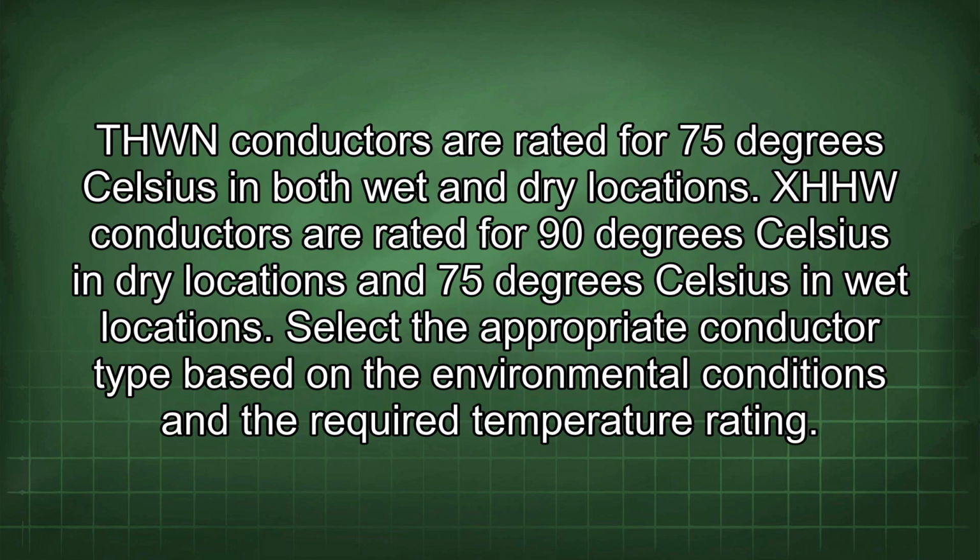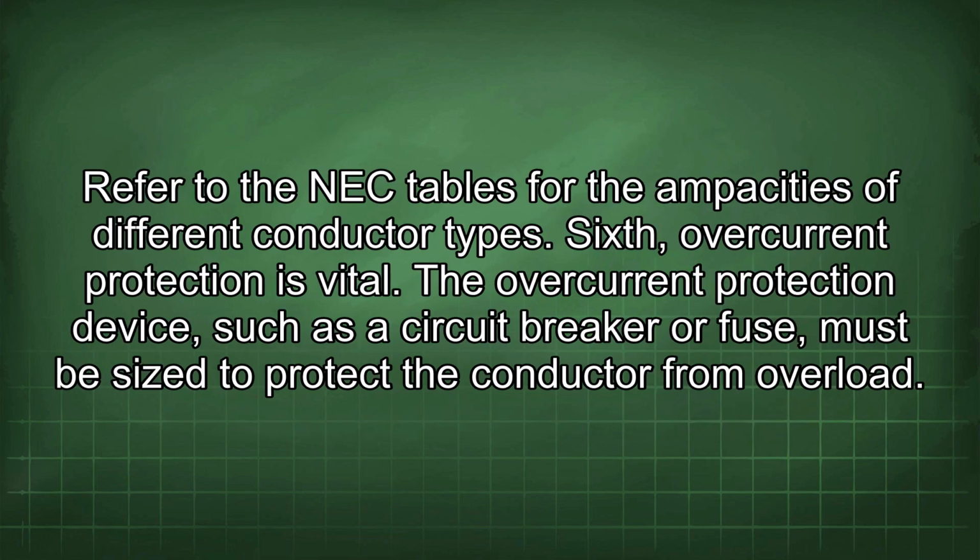THWN conductors are rated for 75 degrees Celsius in both wet and dry locations. XHHW conductors are rated for 90 degrees Celsius in dry locations and 75 degrees Celsius in wet locations. Select the appropriate conductor type based on the environmental conditions and the required temperature rating. Refer to the NEC tables for the ampacities of different conductor types.